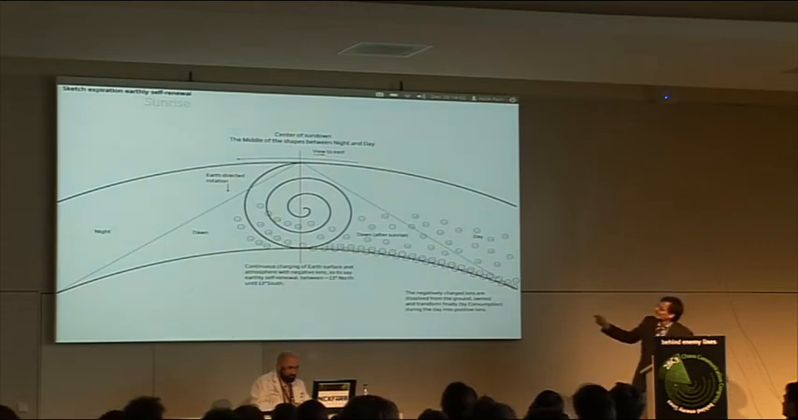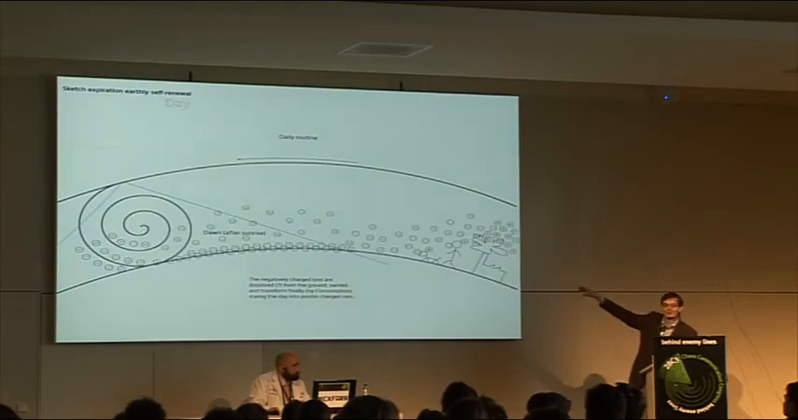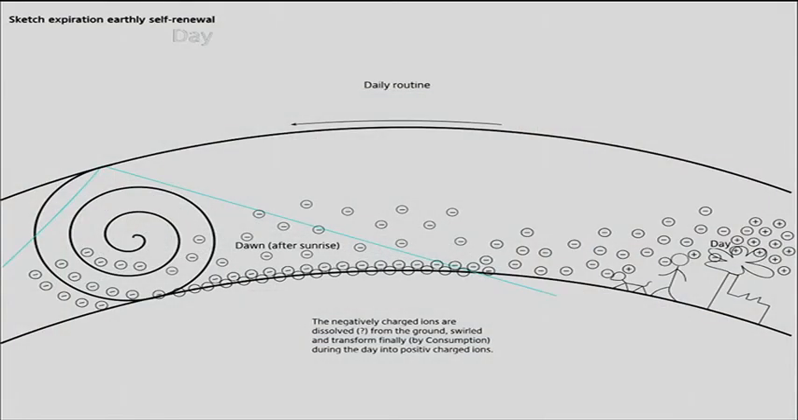Next slide, please. So we see that this loop in the morning, or in the first wave, is going to the ground and gives energy and healing or renewal to the earth.